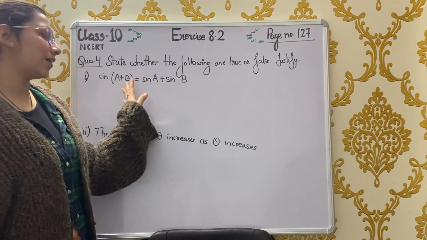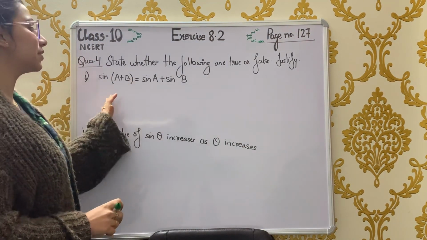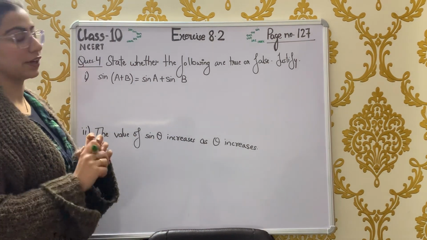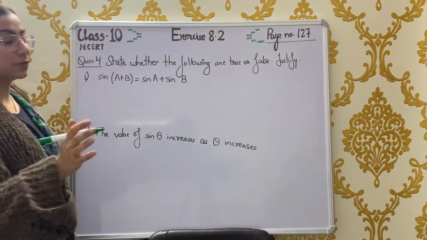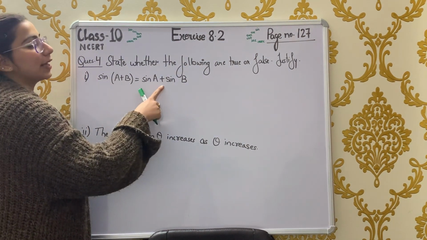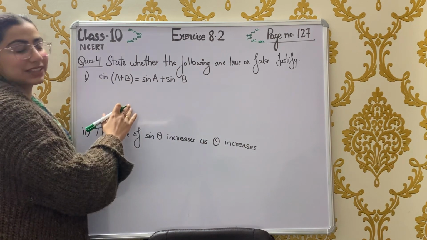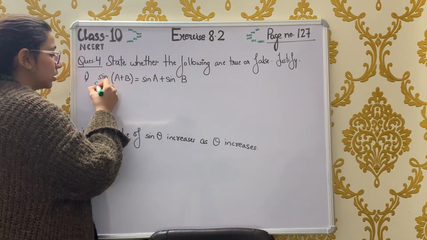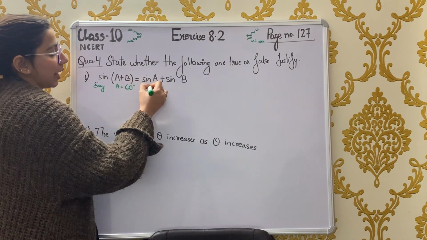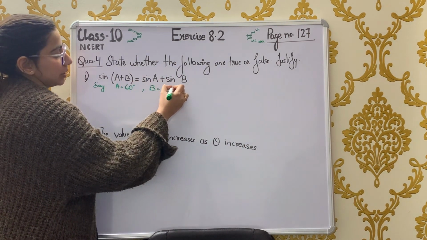Coming to the fourth and the last question of the exercise, we are given some statements and we have to state whether they are true or false and justify them. So starting with the first part, we are given that sin(A + B) is equal to sin A + sin B. Let's understand this with the help of an example. Say A is equal to 60 degrees and B is equal to 30 degrees.